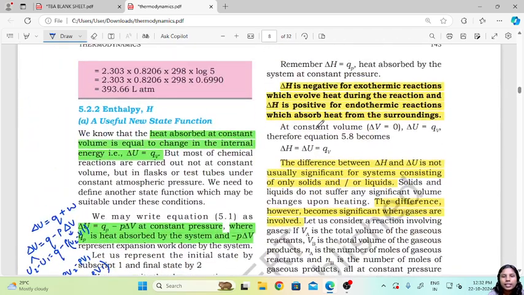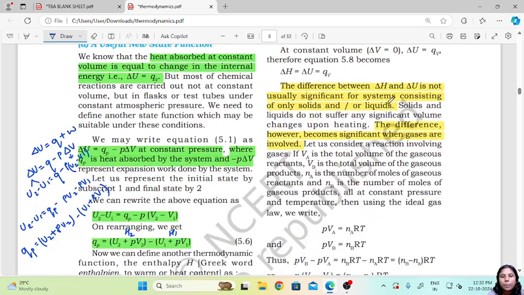Now next let's look at when we have a negative sign and when we have a positive sign for delta H. Delta H is negative when the reaction is exothermic, that is, heat is evolved during this reaction, and delta H is positive, that is, it is endothermic, when heat is being absorbed from the surroundings.